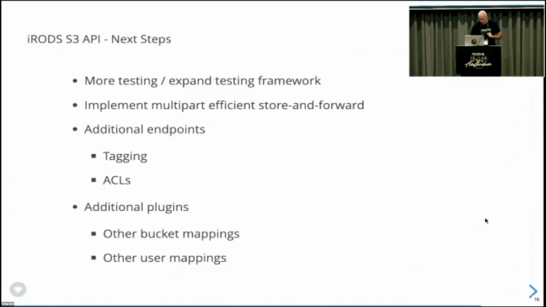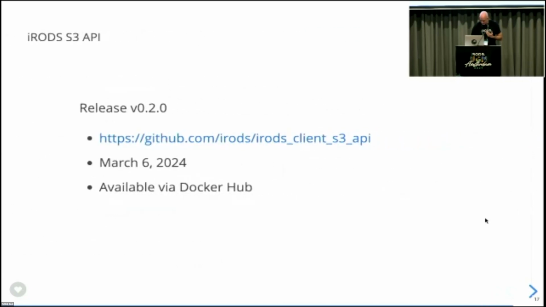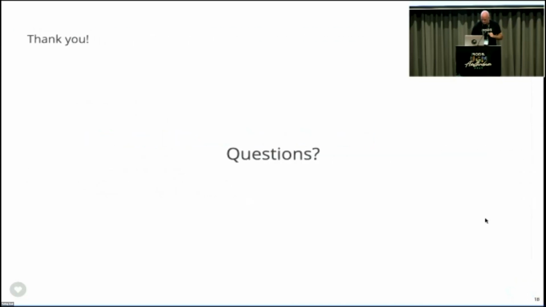Okay. Next steps, we want to expand our testing framework. We want to implement the efficient updates for store and forward, which would be the first improvement on multipart. Add additional endpoints for tagging and ACLs, and add additional plugins for bucket mapping and user mappings. Okay, so 0.2.0 has been released on March 6th, and it's available on Docker Hub. And that's it.